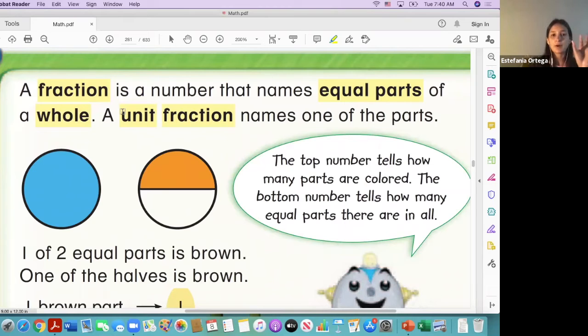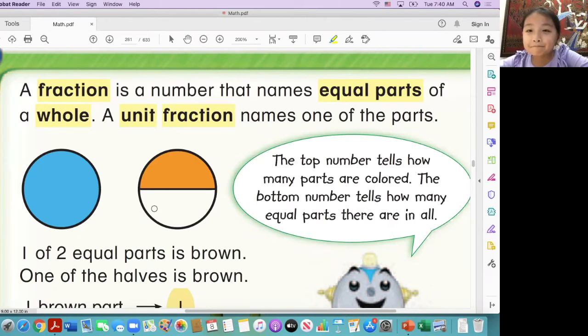So a fraction is a part of a whole, right? Is a number that names equal parts of a whole. So the whole would be this whole circle right here. Okay, that is the whole. Now, equal parts. How many equal parts does the circle have? 2, right? So there's 2 parts and they're all equal. They're the same size. They're symmetrical. Exactly, they're symmetrical.